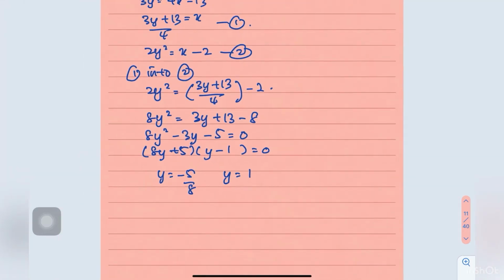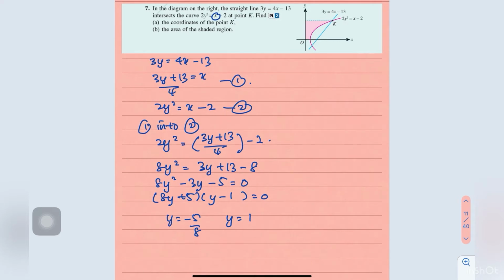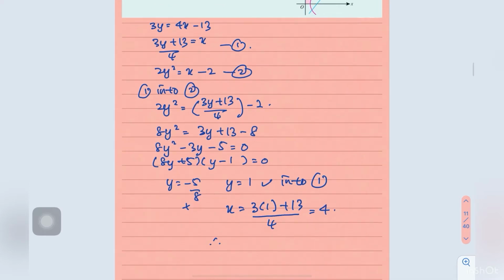But from the diagram, the position of point K is to the right of the y-axis, meaning that we choose y positive. So we choose y = 1. We substitute into equation 1. So x = (3 × 1 + 13)/4, which equals 4. So therefore K is (4, 1).